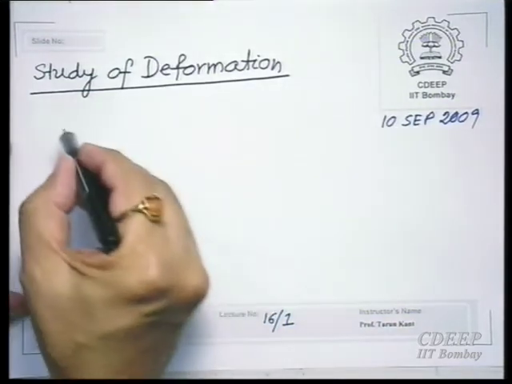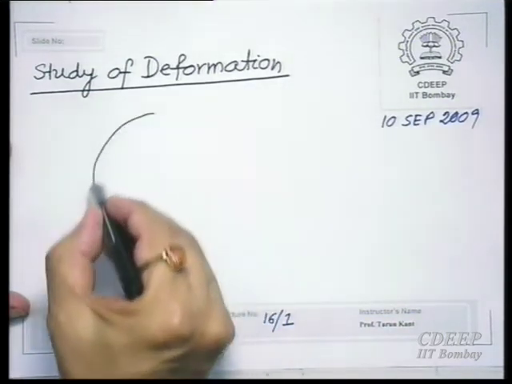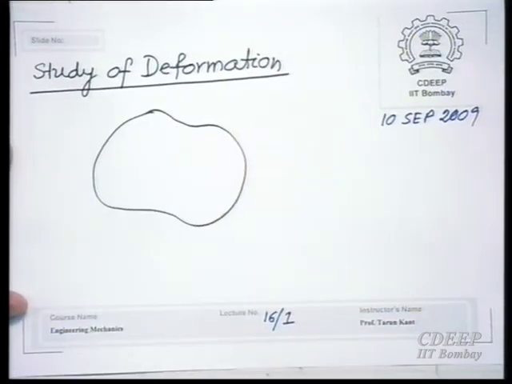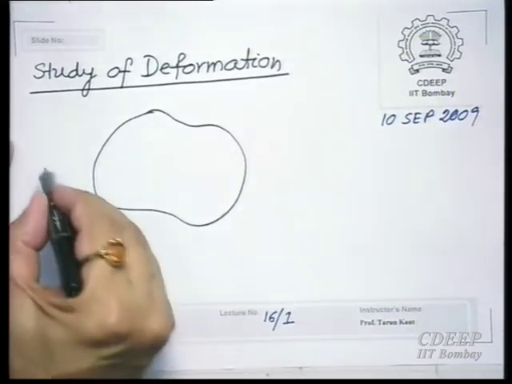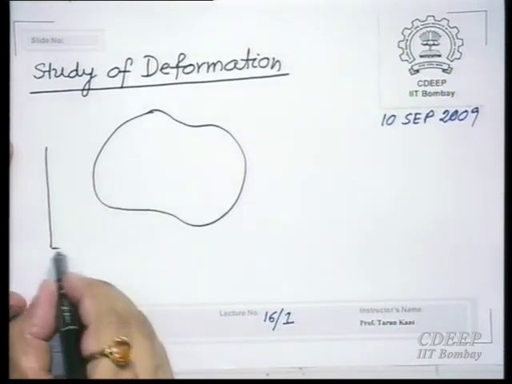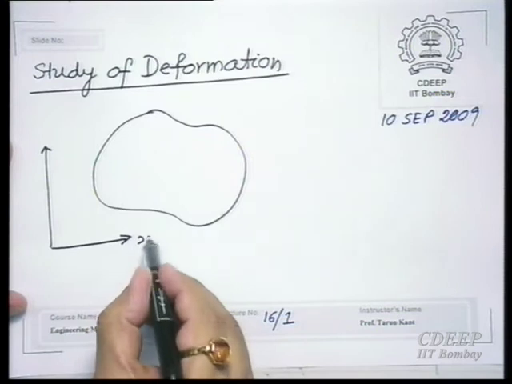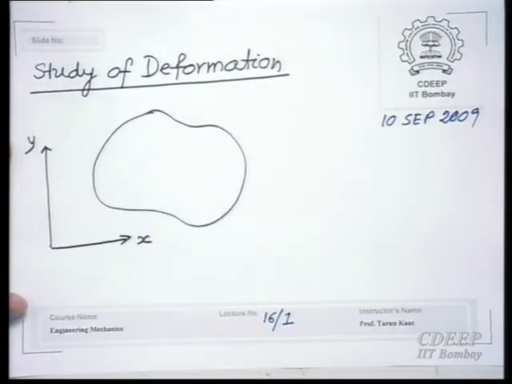In general, any body, there is a 3-dimensional body. When the loads are applied, or shall I take only a 2-dimensional body to simplify the matter? Okay, let it be 2-dimensional. This is a 2-dimensional body. When loads are applied, it gets stressed. In the process, it also gets deformed.